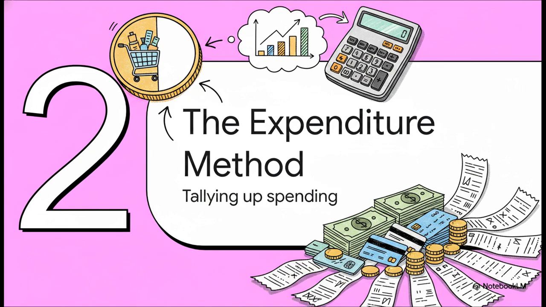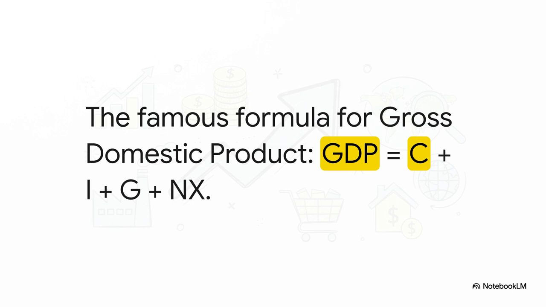All right, let's start with side one of our coin, the expenditure method. This approach is exactly what it sounds like. We measure the entire economy by adding up every last cent spent on final goods and services. It's basically like trying to collect and tally every single sales receipt in the country for a whole year. And this is where we get one of the most famous formulas in all of economics. Gross domestic product, or GDP, equals C plus I plus G plus NX.